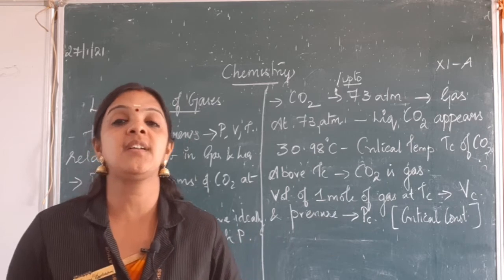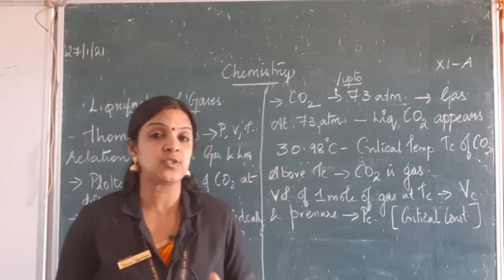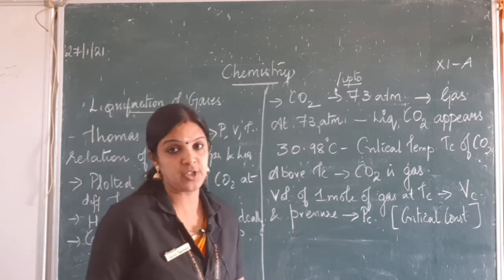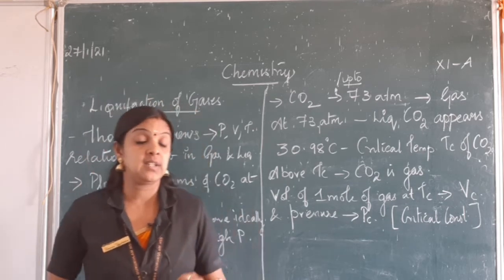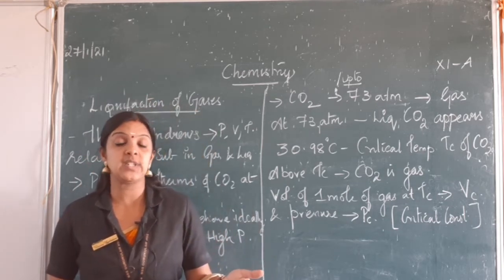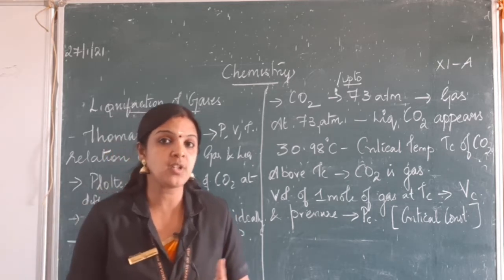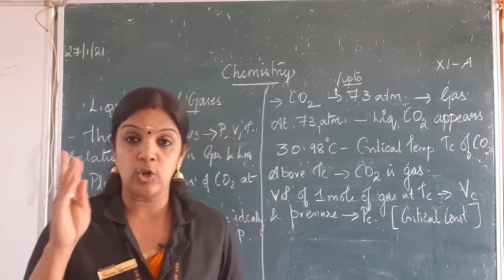At that particular critical temperature, the volume of 1 mole of carbon dioxide is called a critical volume, and the pressure is called a critical pressure. So critical pressure is a minimum pressure above which the gas can never change into its liquid form. So the critical pressure, critical temperature and critical volume, these three are called the critical constants.